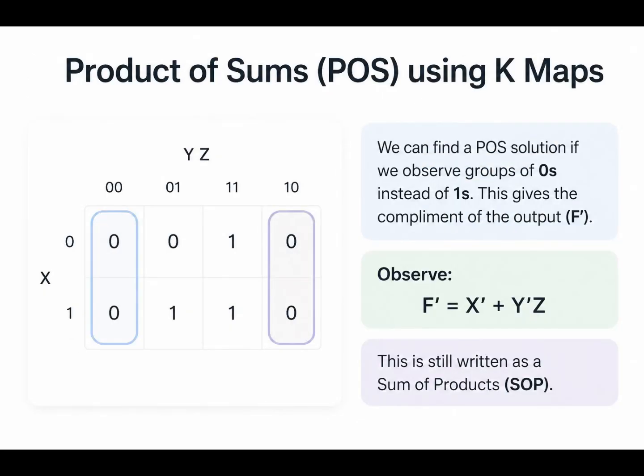What if we want a product of sums format instead of sum of products? Simple. Instead of looping the ones, we loop the zeros. However, you must remember that grouping zeros gives you the inverse of the function, or not f. The result is still initially in a sum of products format.